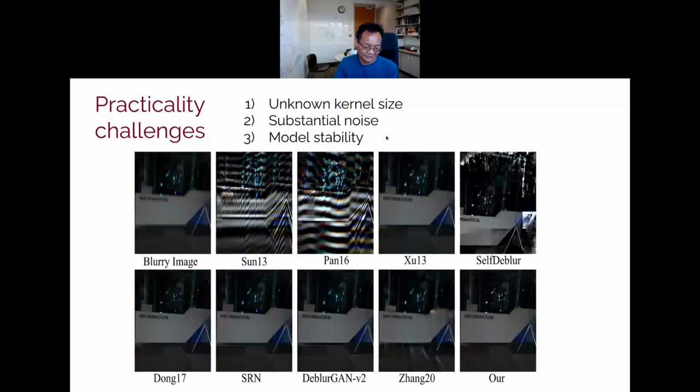I call it model stability. So if you do a simple test with a significantly over-specified kernel size, because practically we don't know the kernel size, and also noise, you can see a lot of them will simply fail with a lot of artifacts. These are all state-of-the-art methods for BID.